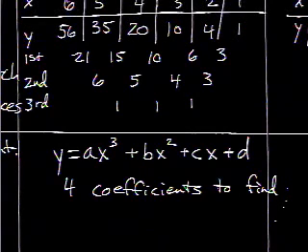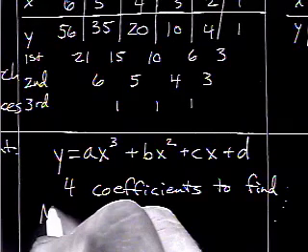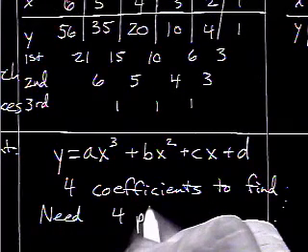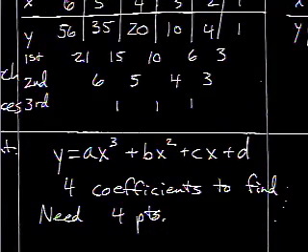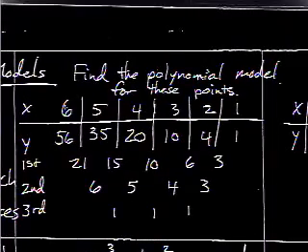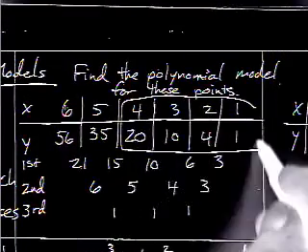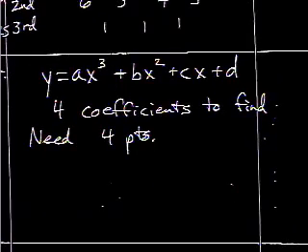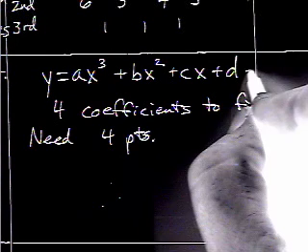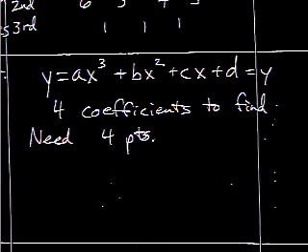Okay, so how am I going to find this? Well, if I have 4 coefficients to find, I need 4 points. Where do you think I'm going to find 4 points? Yes, from the table. So pick your favorite 4 points. I don't really care what 4 points you use. I'm going to pick these 4 points. If you want to pick something else, you pick something else. But I need 4 points, and I'm going to make 4 equations. Now, just for fun, I'm going to put my equals y on the other end. Hopefully that won't confuse a whole lot of you.